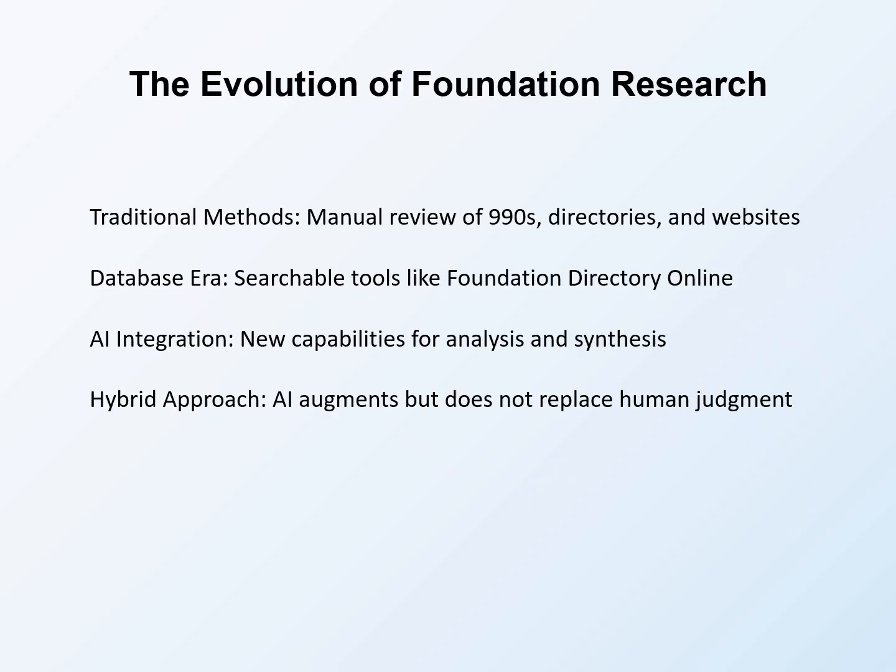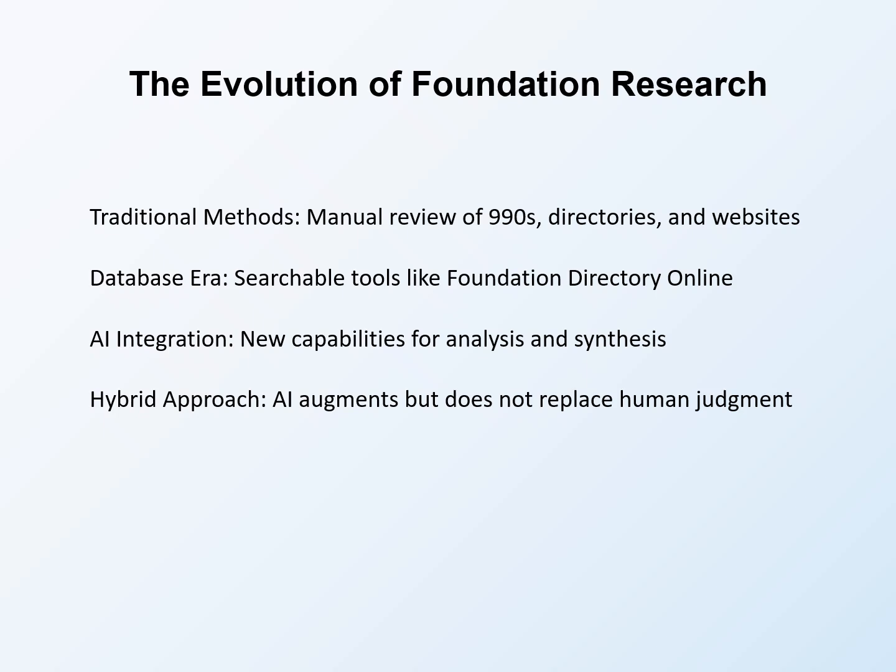Foundation research has evolved significantly over time, and understanding this evolution helps you appreciate where AI fits into the process. Traditional methods involved manually reviewing IRS Form 990 PFs, foundation directories, and individual foundation websites. This approach was time-intensive but thorough. Experienced researchers developed skills for extracting insights from these sources.